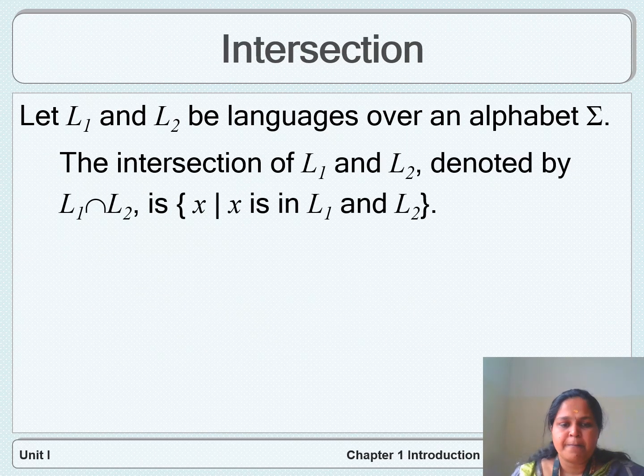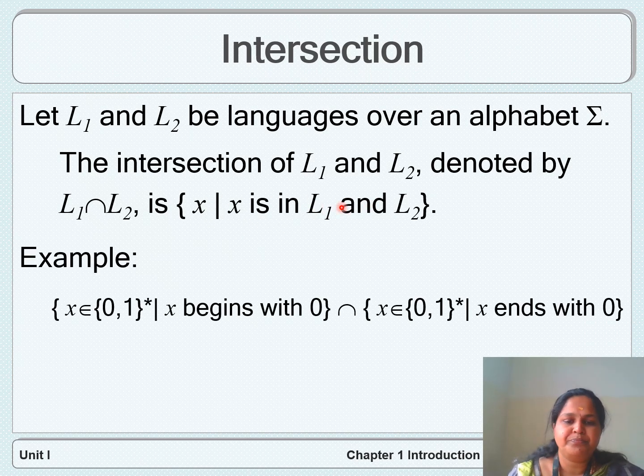Okay. Next, intersection. The intersection is where you specify 'and'. If L1 and L2 are languages over the alphabet sigma, the intersection of L1 and L2 is denoted by L1 intersection L2. So x is a string in the language L1, and it should be present in both L1 and L2, right? See, you can see the example. x belongs to {0, 1}*, which means that x should begin with 0 and end with 0. Okay.